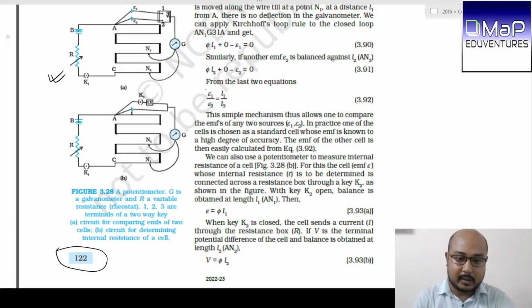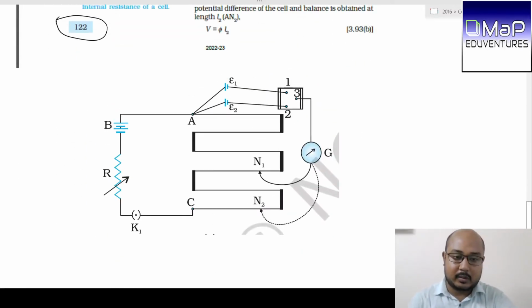Here we have a battery connected, two cells of unknown EMF E1 and E2, and this is the two-way key, a galvanometer, and this is our potentiometer. There is a plug key and a variable resistance or a rheostat. So all the components given in the question are present in this diagram, and these are the components needed to complete the circuit.